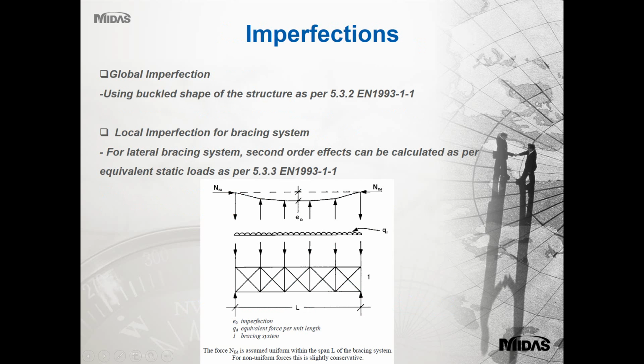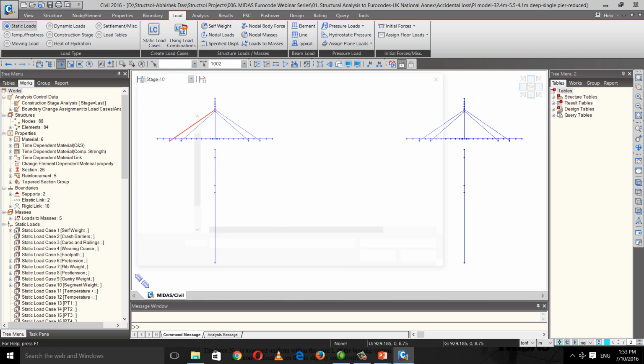Then move on to the other subject of imperfections. Imperfections can come as a result of both change in the geometry during construction and also due to residual stresses. Now both of these effects are covered in the code in clause 5.3.2, Eurocode 3.1.1. This is very common in steel compression members, especially in the case of arch bridges, where we can put a global imperfection in the model using the buckled shape. So I'm just taking a quick example of an arch bridge.